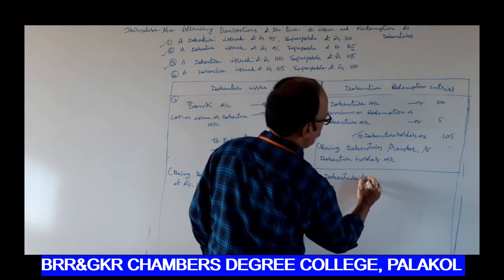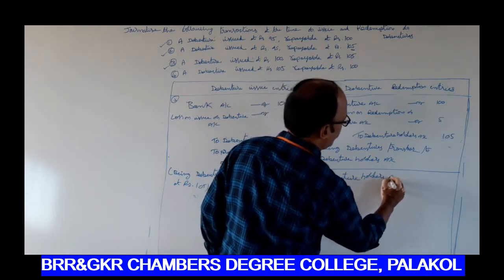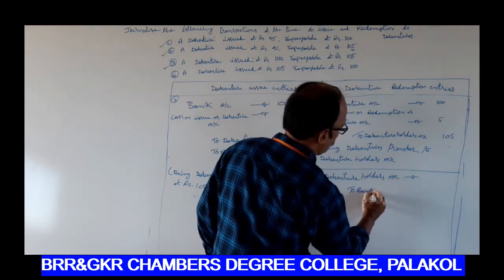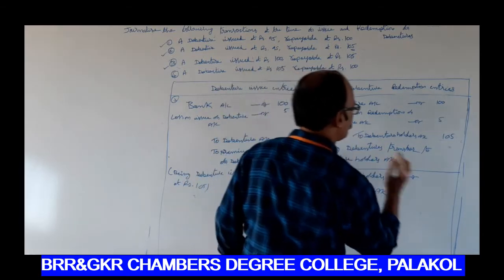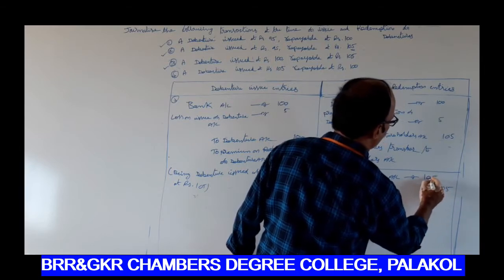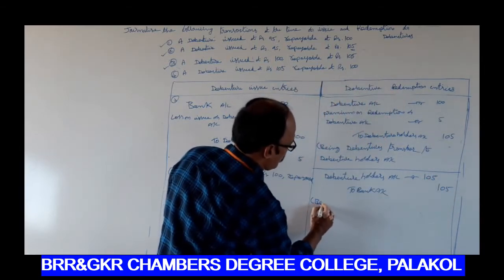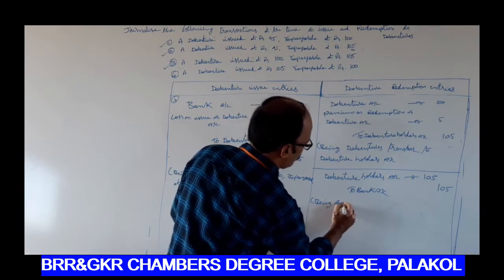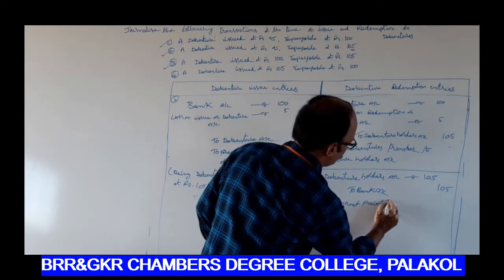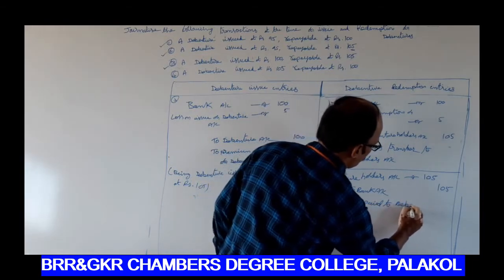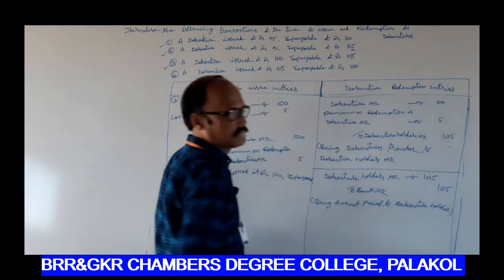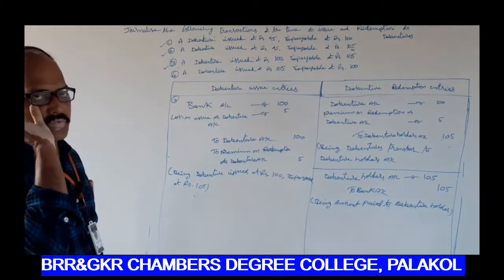debenture holders account debtor to bank account. How much? 105. Being amount paid to debenture holder. This is the transaction. This is the general entries for third transaction.